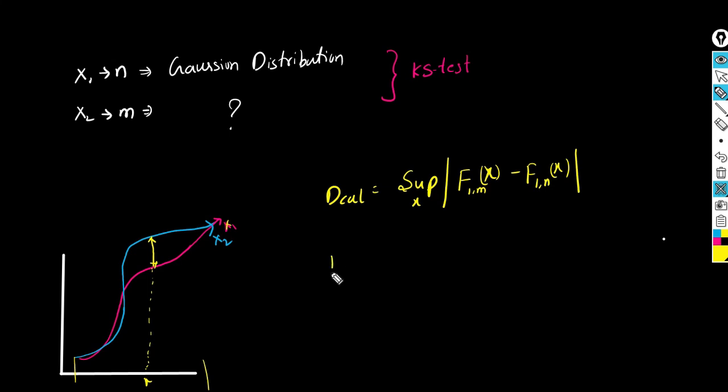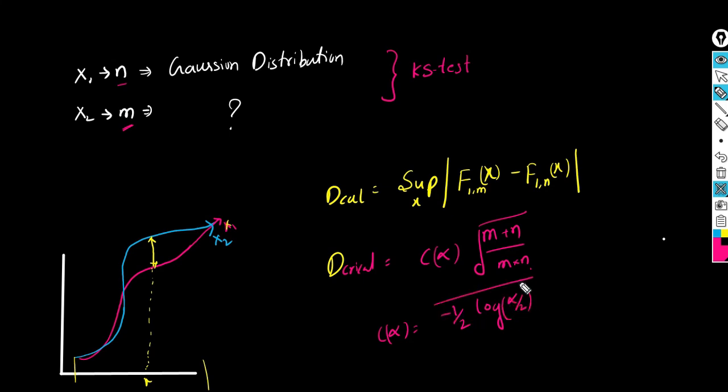Now we are going to find the D critical value. D critical is equal to C alpha times the square root of (m plus n) by (m times n). We already know m and n are the numbers of points we consider in x1 and x2. Here, the more points we consider, the lower the D critical is going to be. And C alpha is equal to the square root of minus 1 by 2 log of alpha by 2. The alpha value we will get in the problem statement. By substituting C alpha here, we get the D critical. Now we have both the D calculated and D critical values.